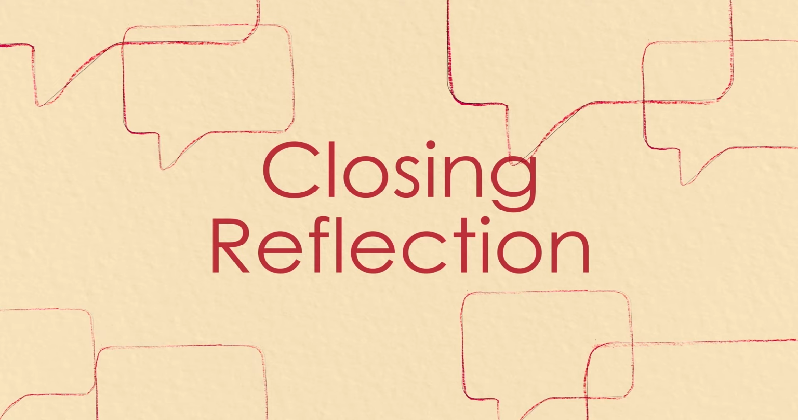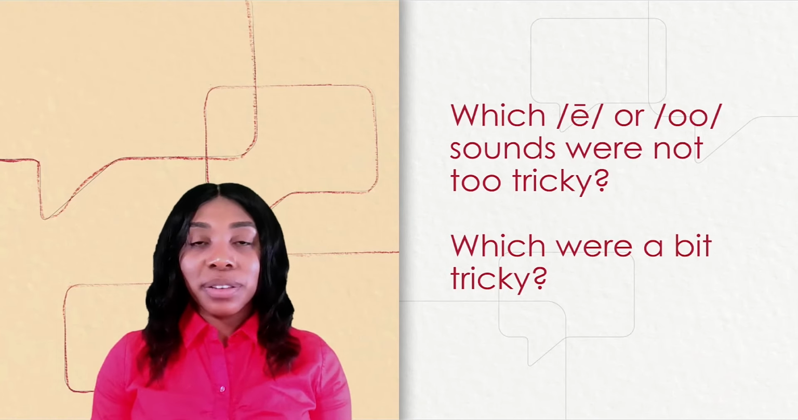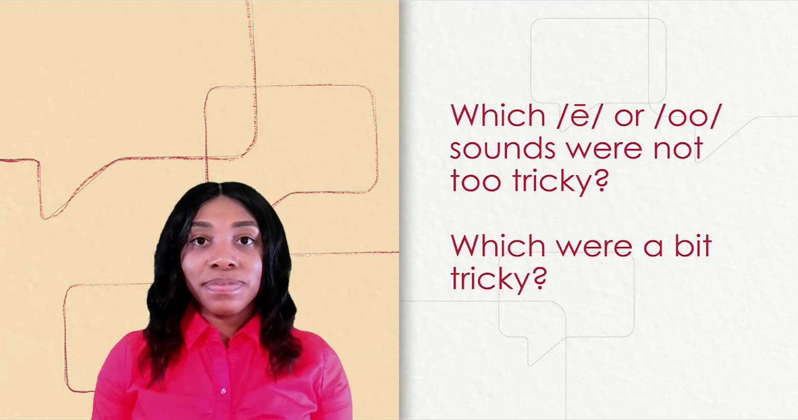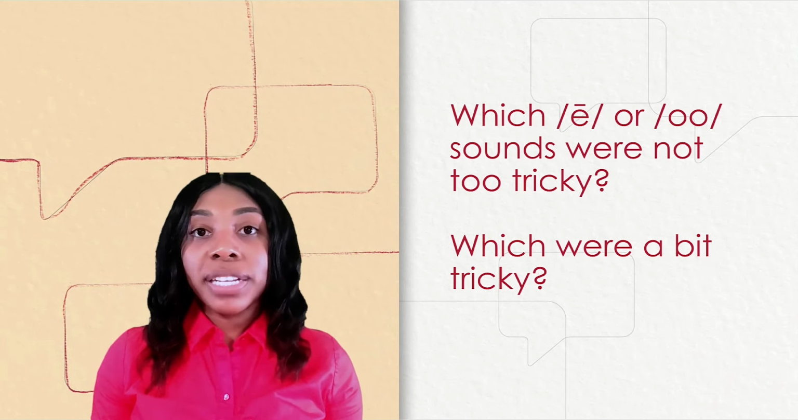Closing reflection. Which E or OO sounds were not too tricky? Which were a bit tricky? You did a great job reading words with EI or EU and GE or DGE. Keep up the great work, and I can't wait to see you next time.